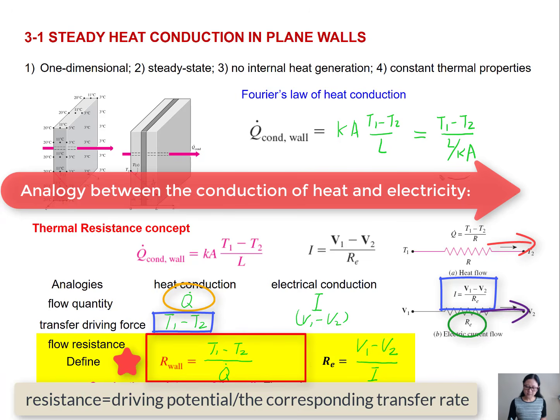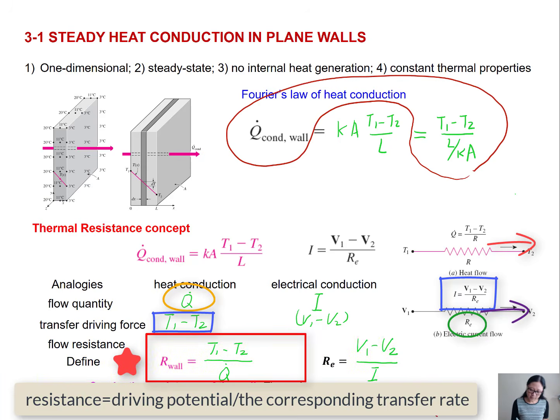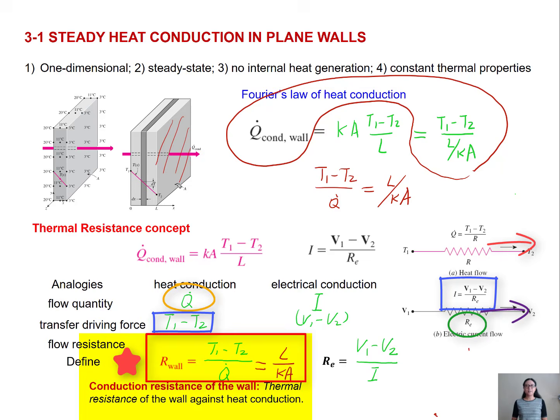And from here, we can write (T1 minus T2) over Q dot is L over kA. So the conduction resistance of a plane wall is L over kA. Similar to electric resistance, thermal resistance also represents this resistive effect of the wall against the heat conduction.